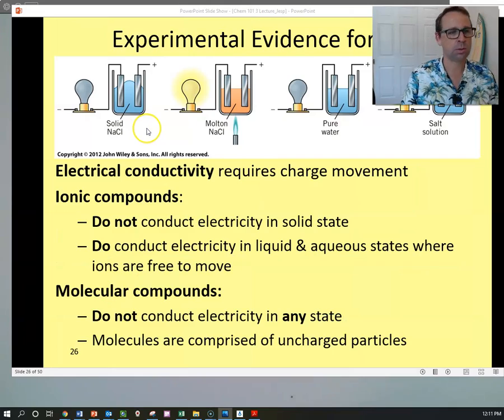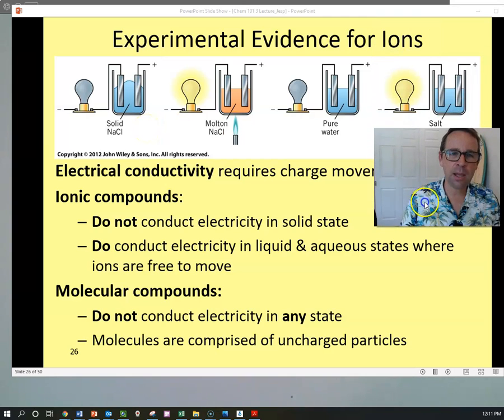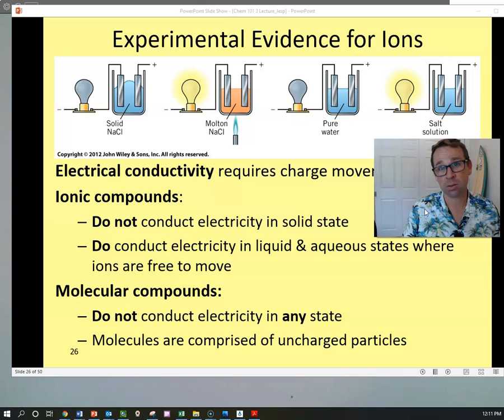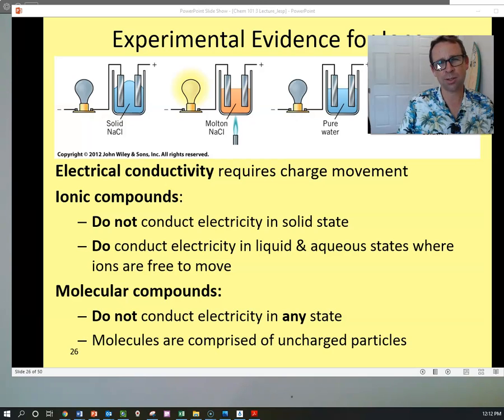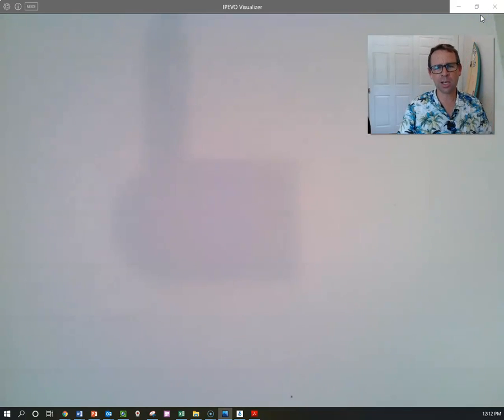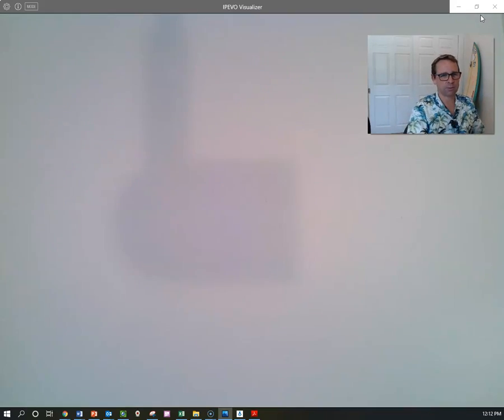All right, so if we take a salt and put it into water, it makes the water conductive. Or if you take a salt and melt it and make it molten salt, it will also be conductive. And these are experimental evidences for ions. Now, sometimes people get confused and think, oh, the salt is making electricity because the light is on. So we have to clearly explain what this means when we're talking about making a solution conductive.